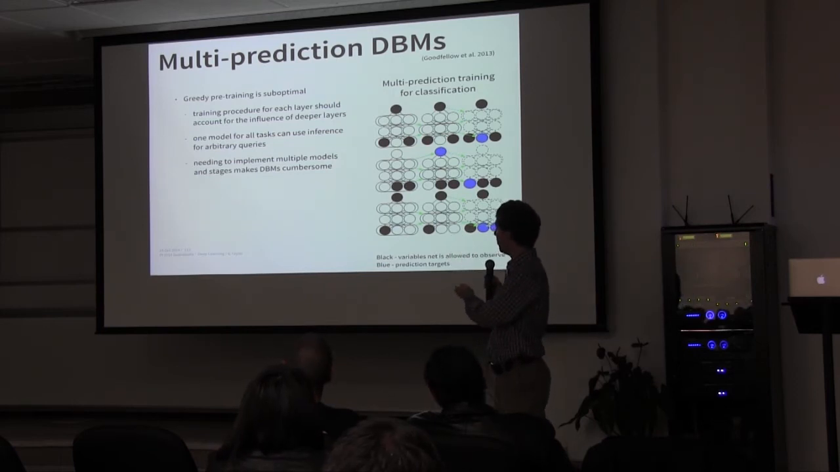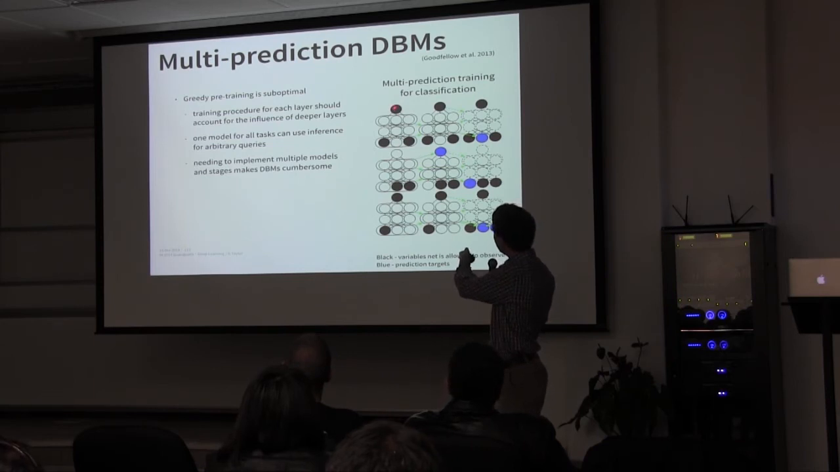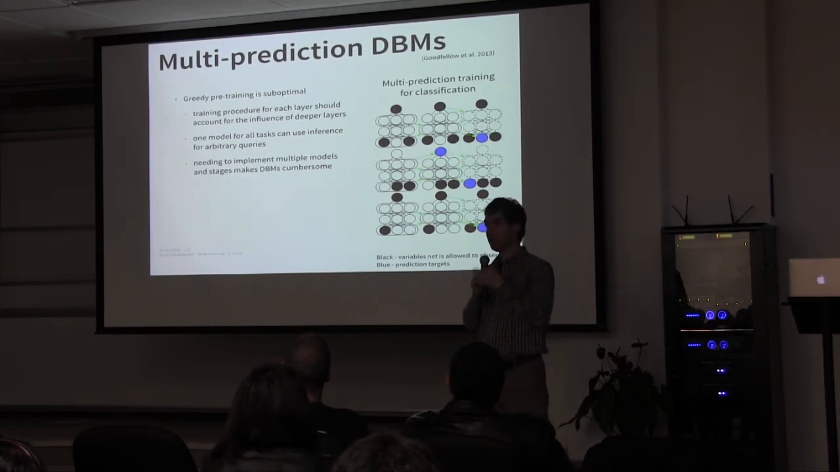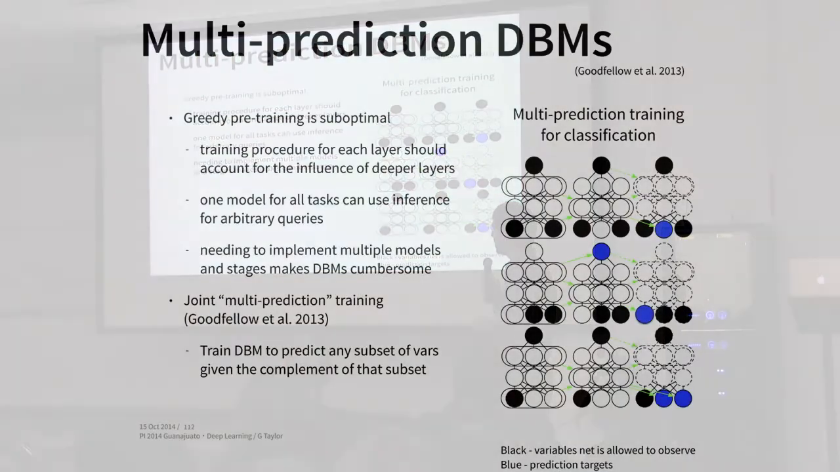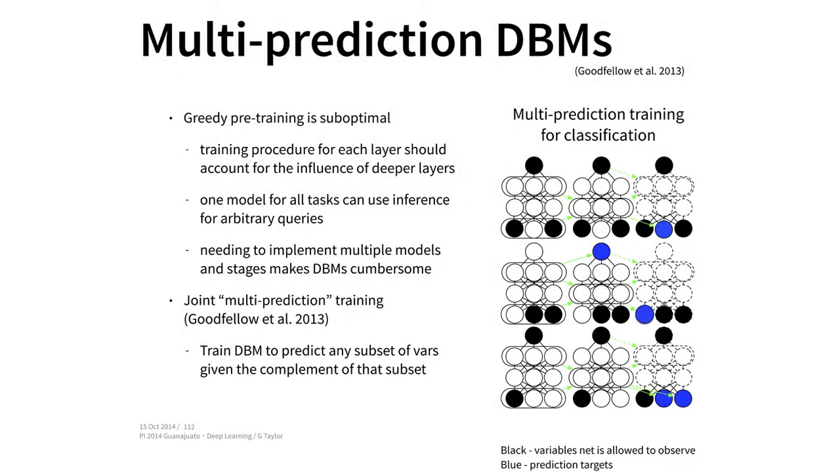If we train a single model for all tasks, meaning filling in inputs, filling in labels, we can just use generic inference for making arbitrary queries about those inputs and outputs. And then, as I said just a minute ago, implementing multiple models and different stages of training make these models very cumbersome and nasty to work with.